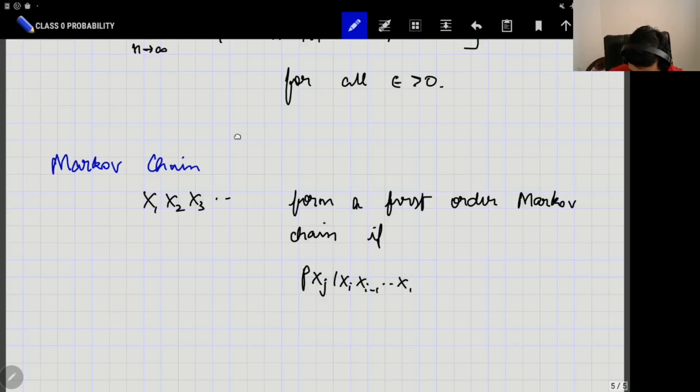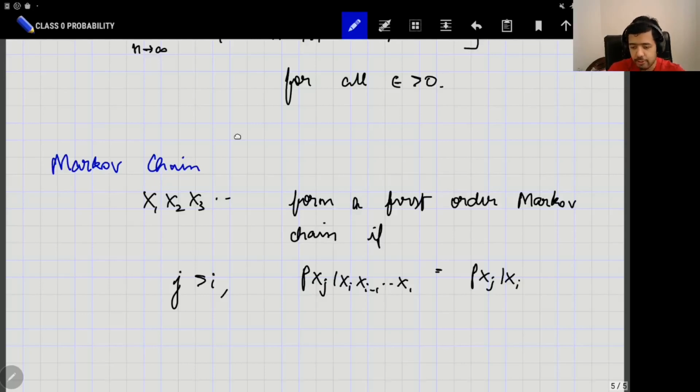So for any j greater than i, p of xj given x1 through xi minus 1 all the way up to x1 is the same as p of xj given xi. So given xi, everything in the future, that is xi plus 1, xi plus 2, xi plus 3 and so on, all of them are independent of the past. So if you want to know something, then you just look at one step in the past. So xi plus 1 depends on xi, but given xi, xi plus 1 is independent of everything else in the past.